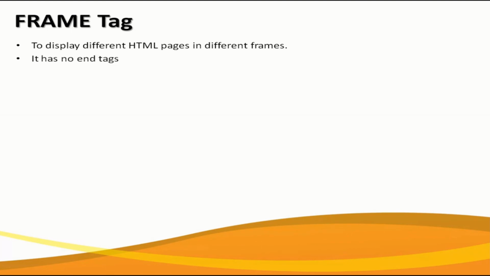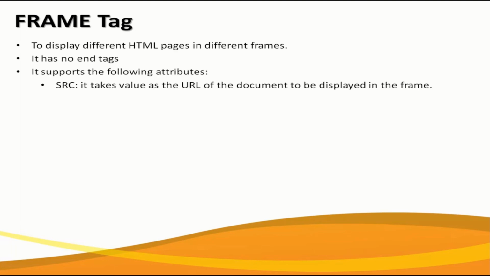Our next one is the frame tag. It is used to display different HTML pages in different frames. As this is an empty element, it has no end tag. It supports the following attributes. First one is src. The src attribute takes as its value the URL of the document to be displayed in the frame. Frames without src attribute are displayed as a blank space of the size of the frame.